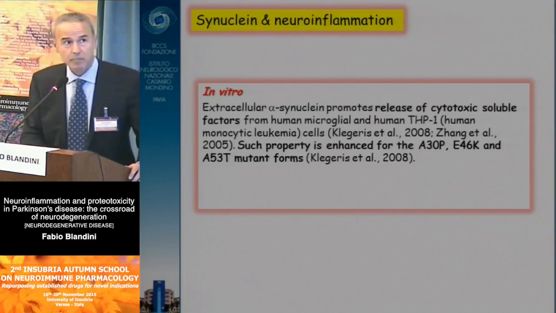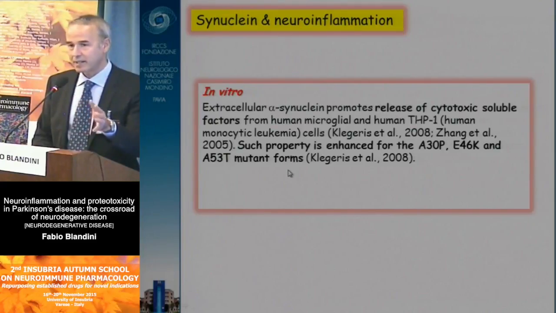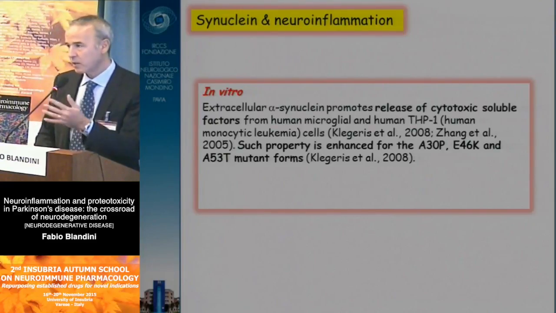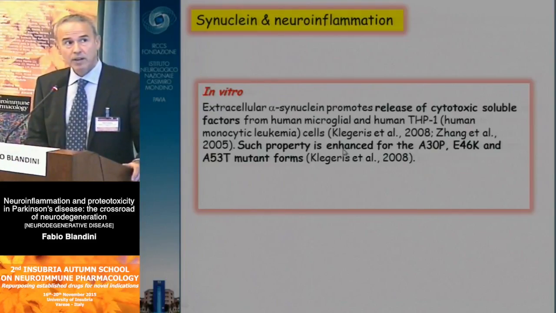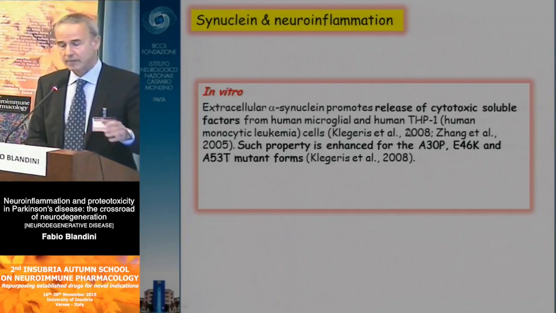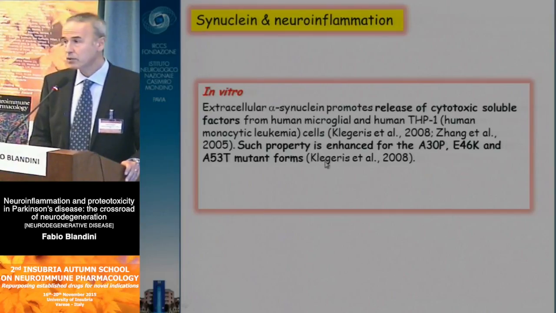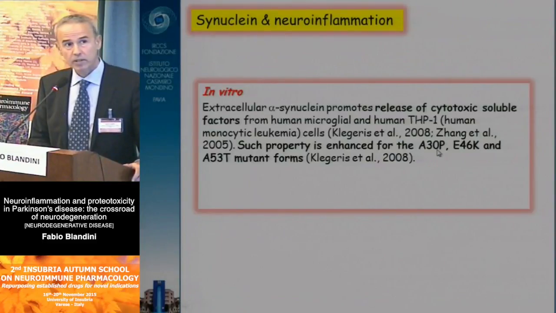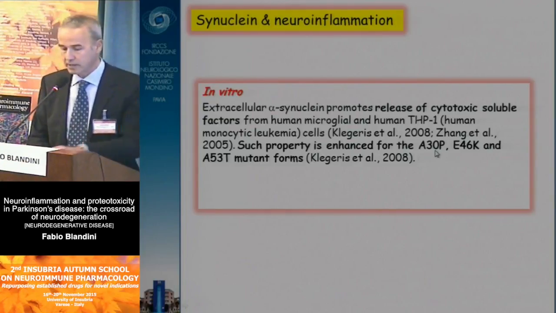There are in vitro studies, for example, showing that extracellular alpha-synuclein, because alpha-synuclein is also extracellular, of course, like we said before, it gets incorporated and starts to be packed into the Lewy bodies. It is soluble, it goes around. So extracellular alpha-synuclein promotes the release of cytotoxic soluble factors from microglia or cell cultures using, for example, human monocytic leukemia cells. This ability to trigger microglia activation is even more pronounced in the presence of mutant forms of alpha-synuclein. So these are the mutant forms we have, for example, in the PARK1 form of familial PD.